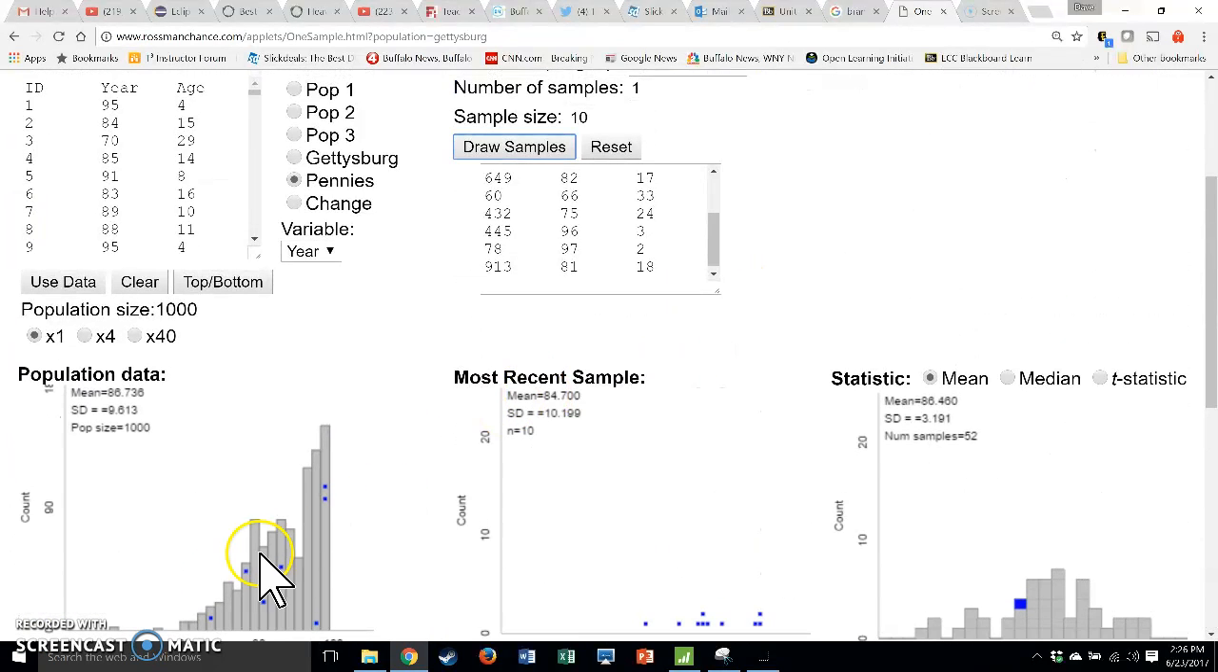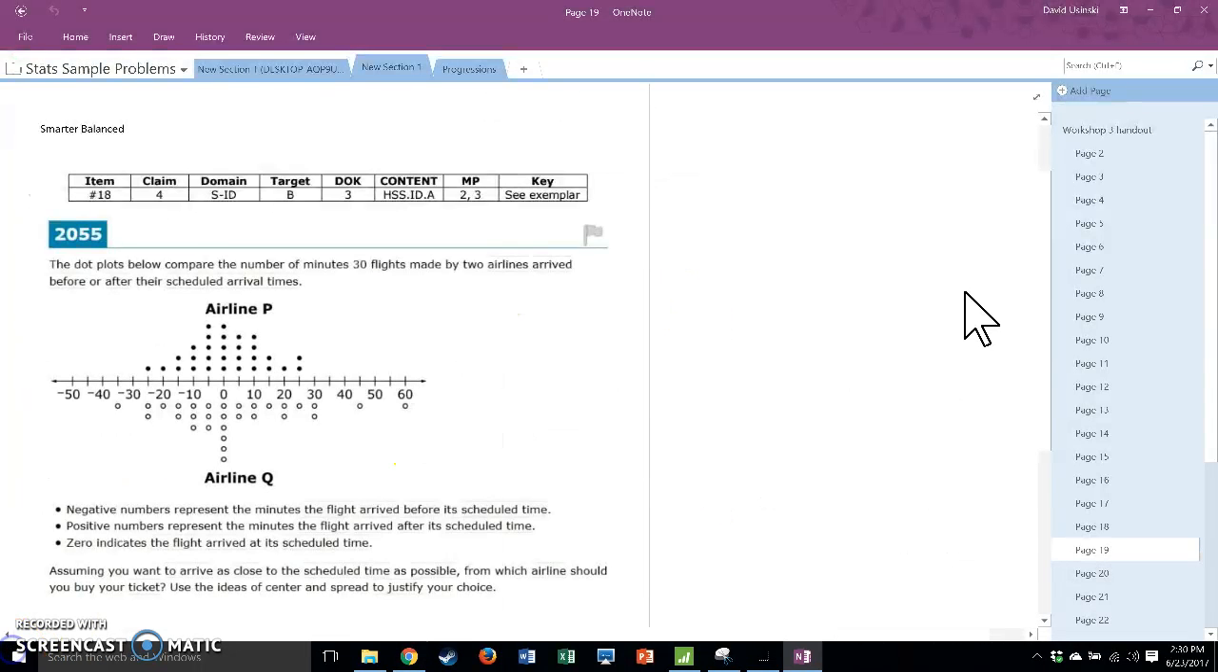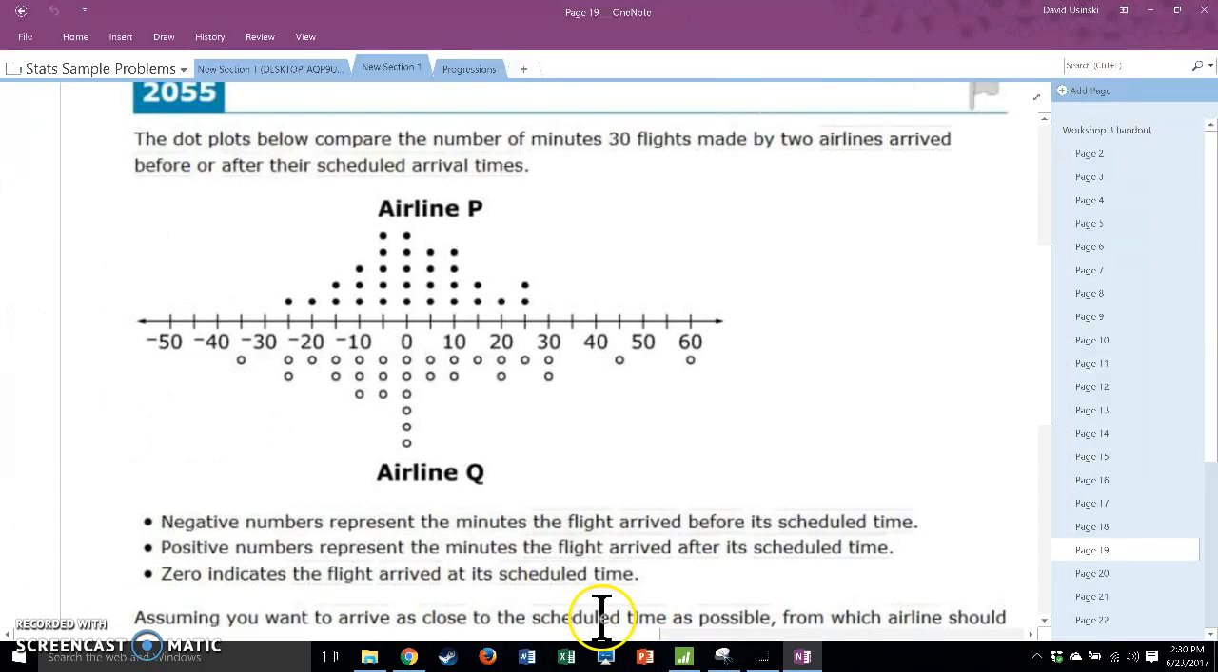Other things you could look at too would be the Park samples. Let me see if I can pull one of those up. And maybe this one could be the comparison of the two dot plots. So which airline would you prefer to fly? Someone that could be extremely late or extremely early, or do you want something that's more consistent?